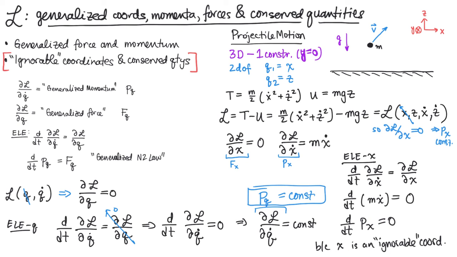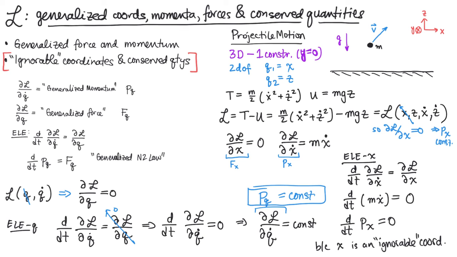Okay, so this is a very powerful tool, because all you have to do now is write down the Lagrangian, and if you just notice by looking that a given coordinate is missing, that tells you that the momentum associated with that coordinate is constant without doing any math. It's very, very powerful.